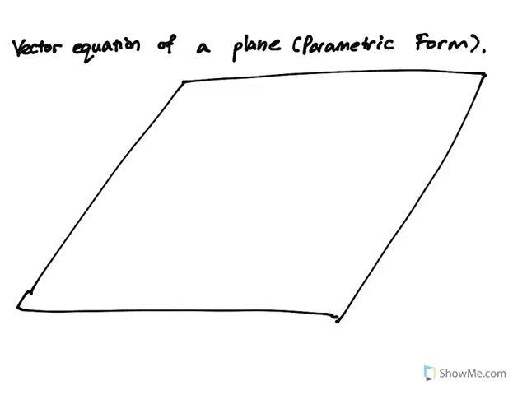So let's say we want to find the vector equation of the plane in parametric form. How do we come up with the parametric form for the vector equation? Okay, so suppose you want to define the plane. The first thing we need is a point on the plane, right?